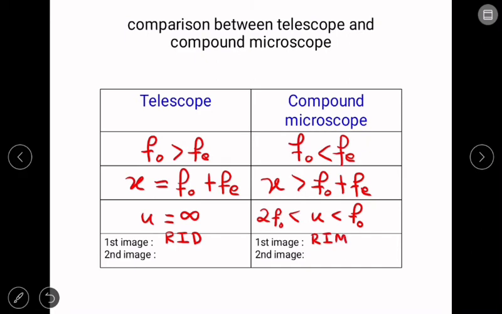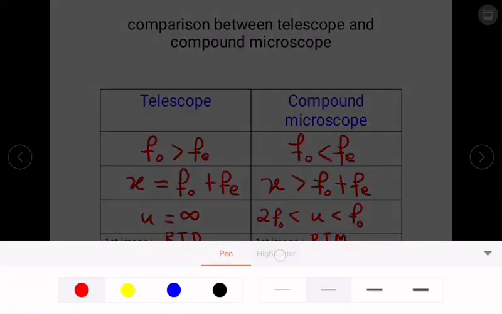Next, we're going to look at the second image formed by our eyepiece lens. For a telescope, the second image formed by our eyepiece lens would be virtual, upright, and magnified. And a compound microscope also produces a virtual, upright, and magnified final image. Alright, so make sure you pay attention carefully to the difference here.